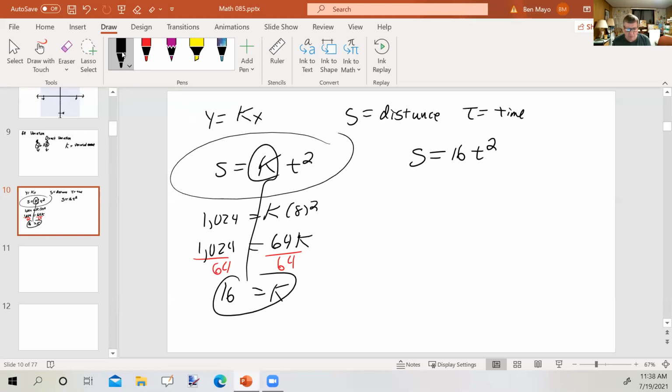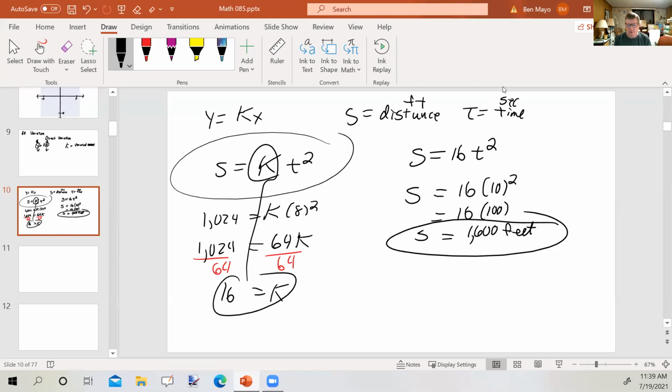So let's review. I read the problem, determined it was direct variation, what my variables were, wrote my formula. Used information given to determine what k was, put that number in for k. Now we're ready for the follow-up. How far will it fall in 10 seconds? So the distance is 16 times 10 squared. Well, 10 squared is 100. 16 times 100 is 1600. And the distance, it said in the problem, the object falls 1024 feet in 8 seconds. So the distance is in feet and the time is in seconds. So this would be 1600 feet. And there you have the first problem. Any questions about this example? So again, direct variation, when x increases, y increases. If x decreases, y decreases.